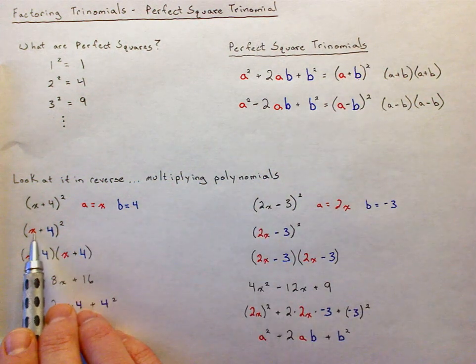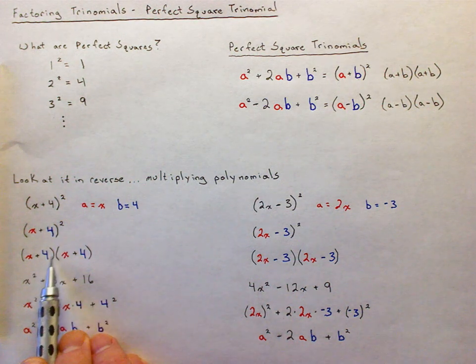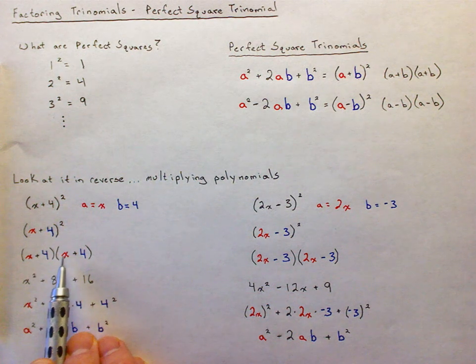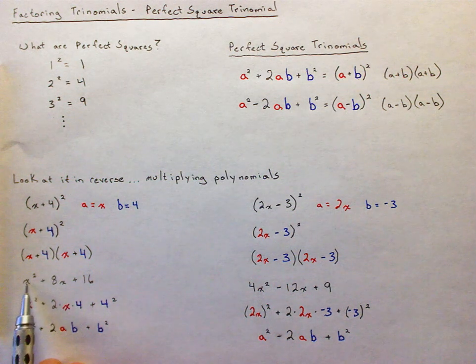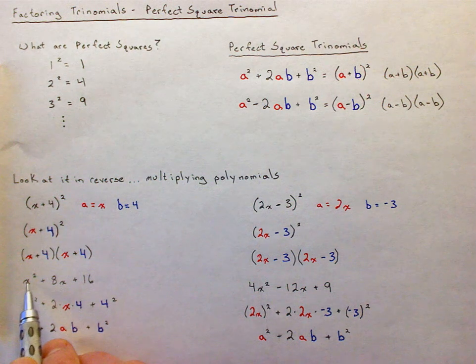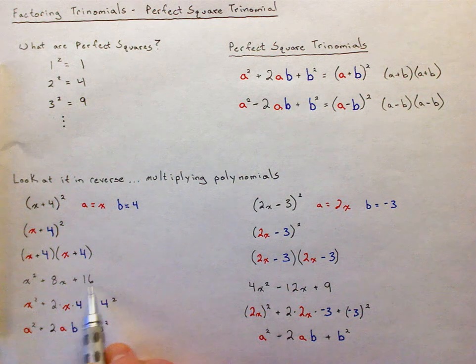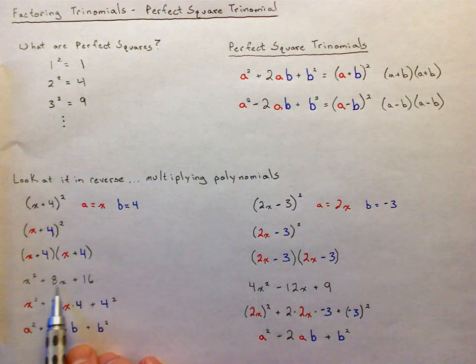I color coded them, and then I just rewrote my squared as the product of two binomials, and then I distribute or FOIL, and this is what I end up with: x squared plus 8x plus 16. Well, x squared is a square and 16 is a square. They're both perfect squares. The main thing is to look at the middle term.